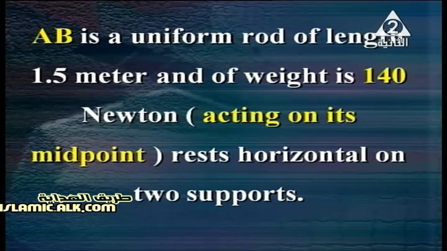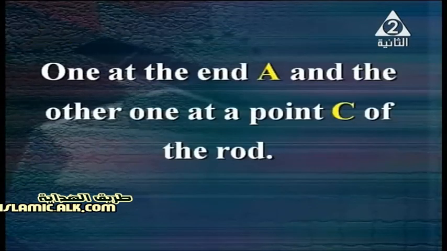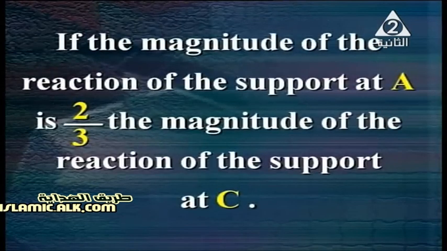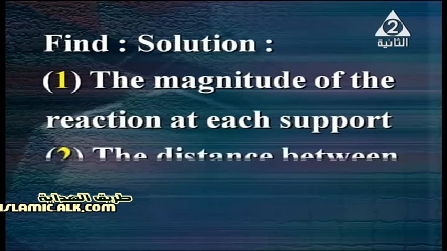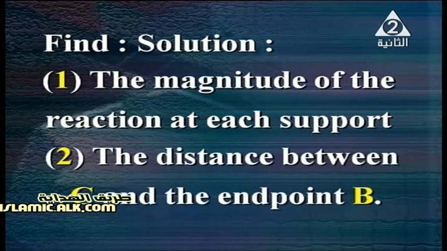It is horizontal on two supports, one at the end A and the other at a point C of the rod. If the magnitude of the reaction of the support at A is 2/3 the magnitude of the reaction of the support at C, find the magnitude of the reaction at each support. This is number 1, the distance between C and the endpoint B.